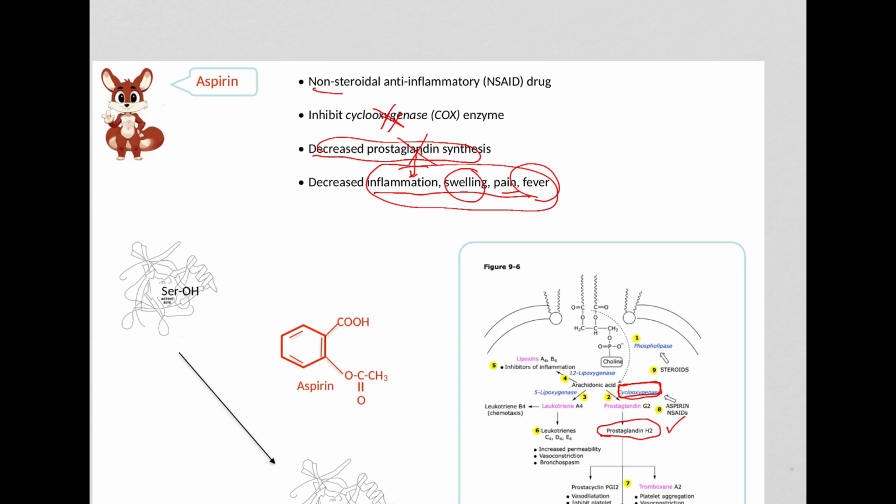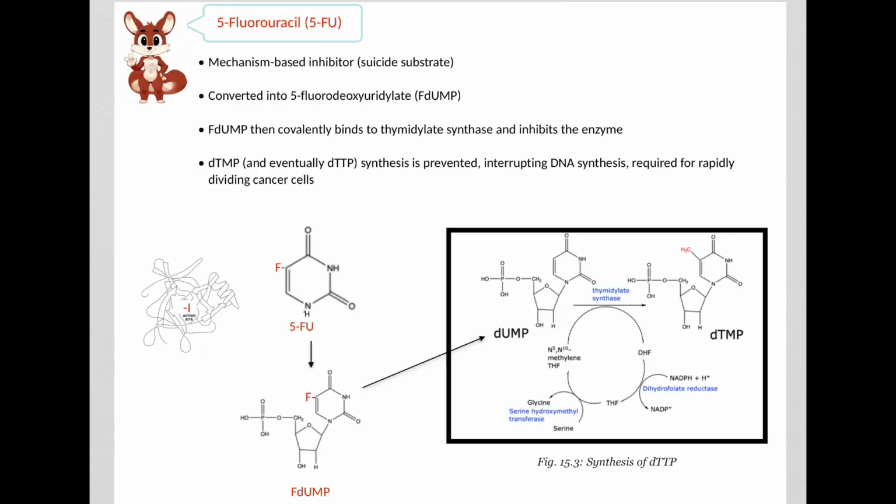So aspirin is an example of a non-steroidal anti-inflammatory drug, or NSAID. Let's look at another example of an irreversible inhibitor. In this case, we'll look at the drug called 5-fluorouracil or 5-FU. This drug is what we call a mechanism-based inhibitor, also sometimes called a suicide substrate. So let's look at how this drug works as a suicide substrate.